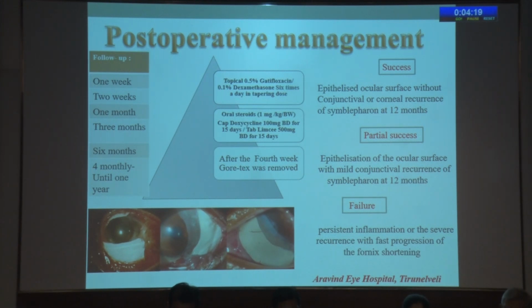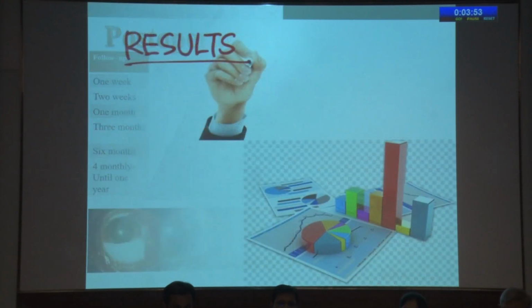Post-operative treatment was antibiotic steroids for 2 months in tapering doses, oral steroids for 2 weeks, doxycycline and vitamin C for 2 weeks. Success was defined as an epithelialized ocular surface without conjunctival or corneal recurrence of symblepharon at 12 months. Partial success was epithelialization of the ocular surface with mild conjunctival recurrence at 12 months, and persistent inflammation or severe recurrence of fornix shortening was defined as failure.